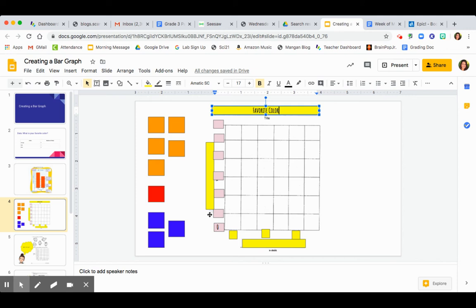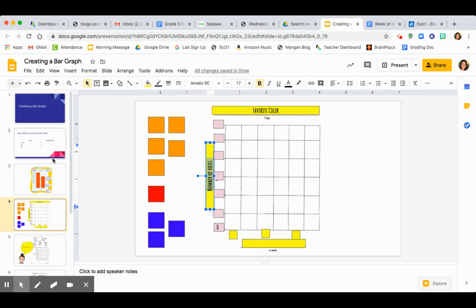And now let's think about our axes. Here's my vertical axis here, which is where I'm going to have my scale. And that's going to be the number of votes, so the number of students who I surveyed. I'm going to go with the number of votes. All right. And I'm just going to put that in the middle as well. And here I've got my scale.